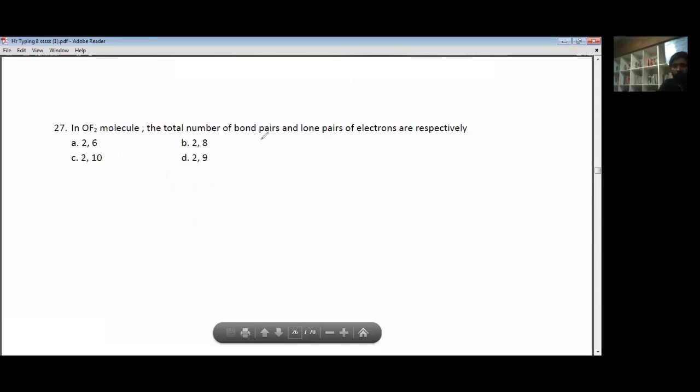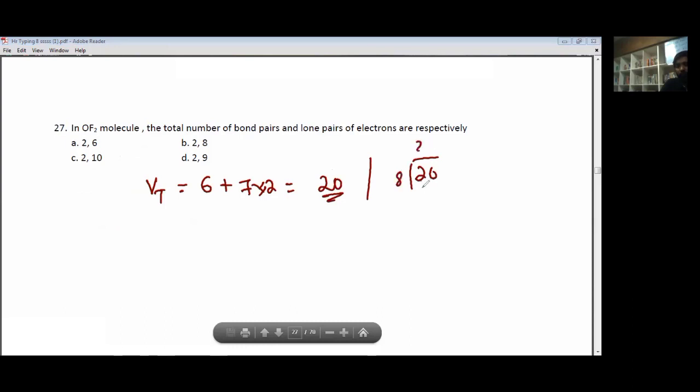The total number of bond pairs, lone pairs in OF2. What about the valence electrons of OF2? Oxygen has 6 valence electrons, fluorine 7 into 2, and the total is 20. 20 minus 4 is 16, 16 divided by 8 gives 2 lone pair on the central atom... So 2 bond pairs, 2 lone pairs. Shape is like water.